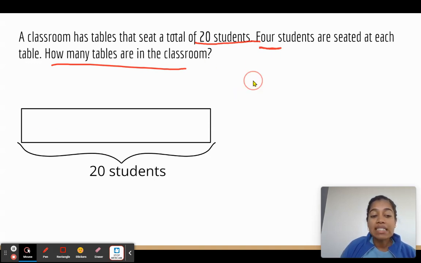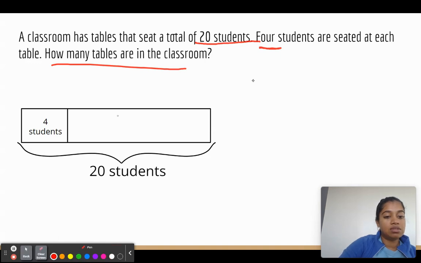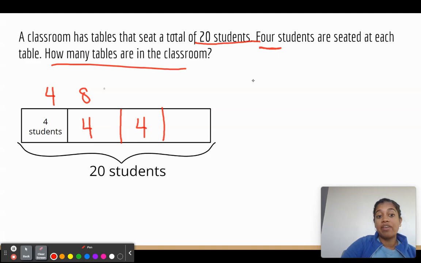Now, 4 students can sit at one table. So this first box is going to represent one table. So how many tables are in the classroom? I can use this strip diagram to figure that out. If I know one table has 4 students, the second table will have 4 students too. So I have 4 plus 4, which is going to give me 8. So I have 4 here, 8 here. Then if I get another table, that's going to have another 4 students in there. So if I add 4 to 8, that's going to give me 12.